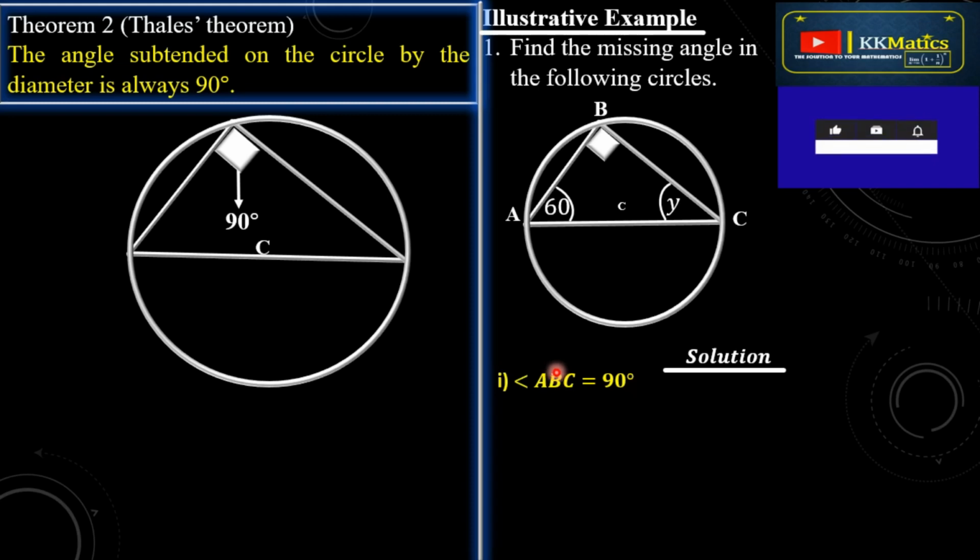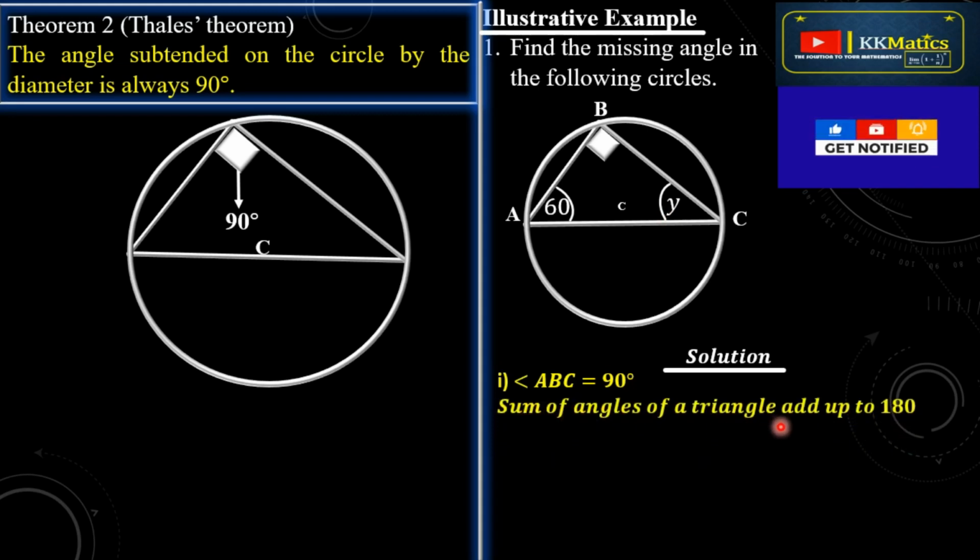Yes, so that is 90 degrees. So since we have that knowledge in mind, recall that we did state earlier, at the beginning, that the sum of angles in a triangle adds up to 180. So with that information, we can make use of it here and find out Y, by stating that the sum of angles of a triangle adds up to 180.